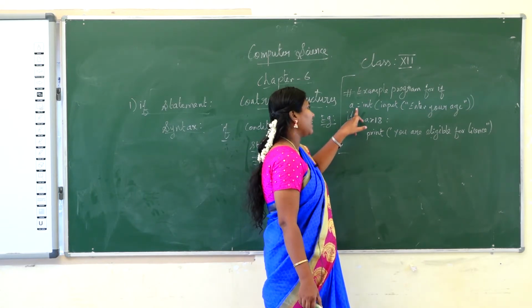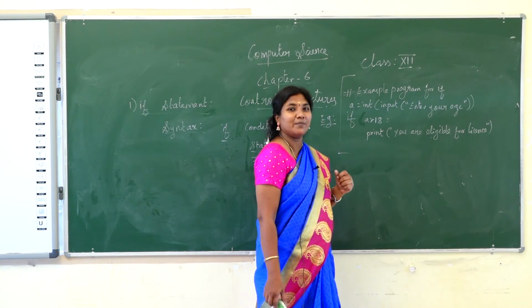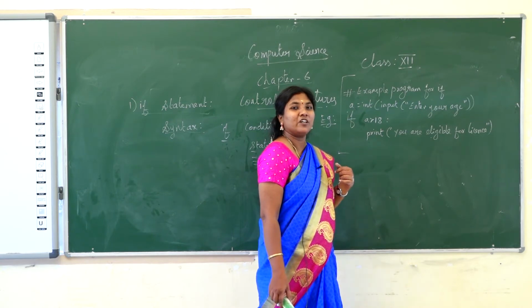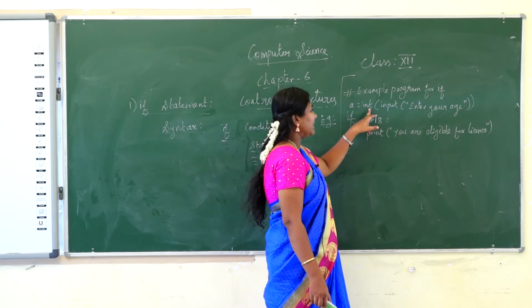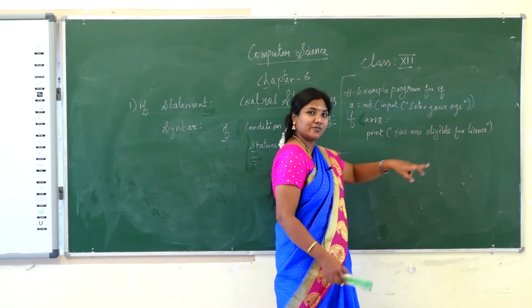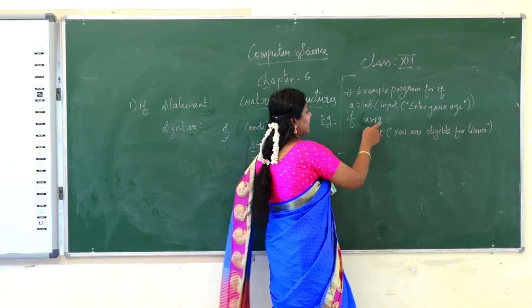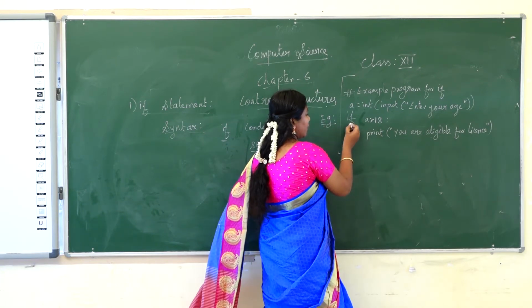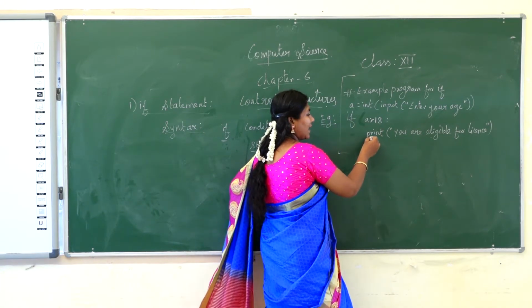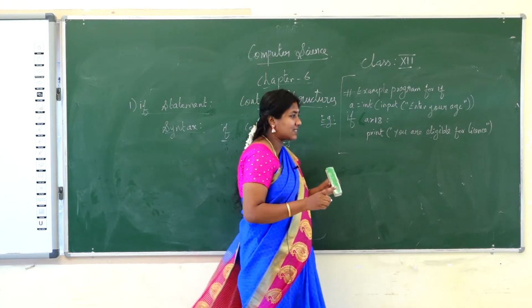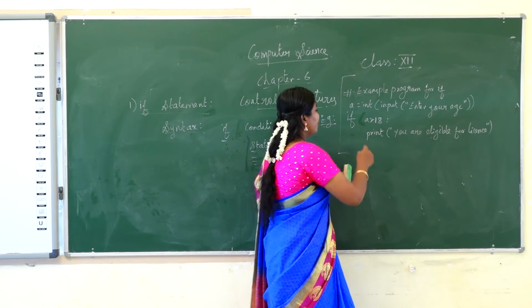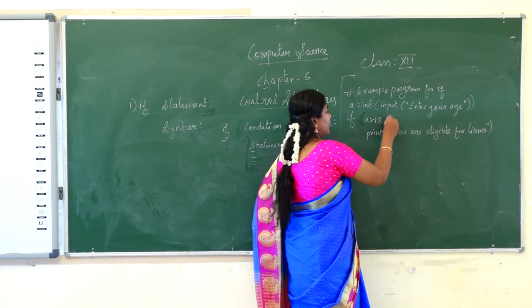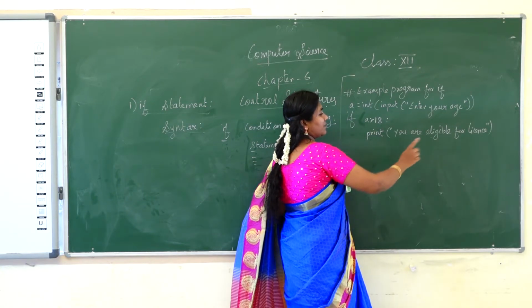First line, I have given a variable a. In a Python program we do not denote what type of data type it is. So a is equal to int input, enter your age. Next, if a greater than 18. This is the start of the if block. Within the if block I have only one statement, the print statement: you are eligible for license. So if a greater than 18, colon, print you are eligible for license.